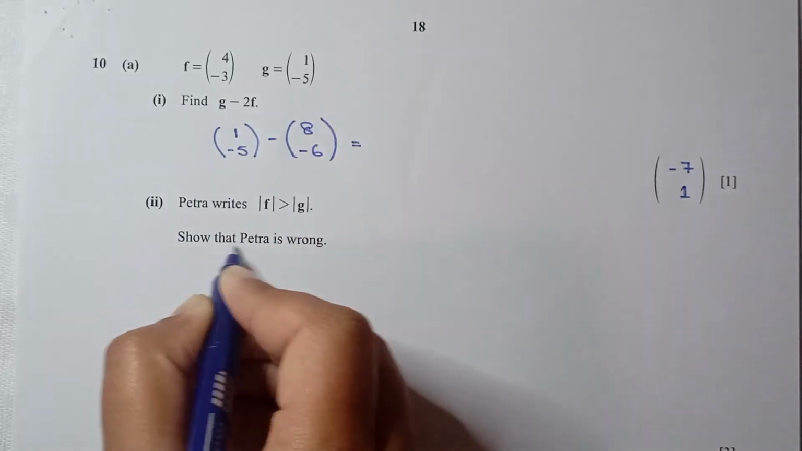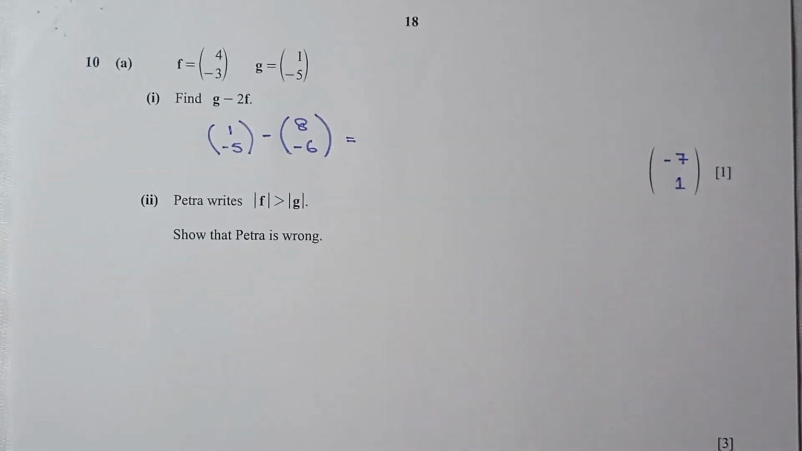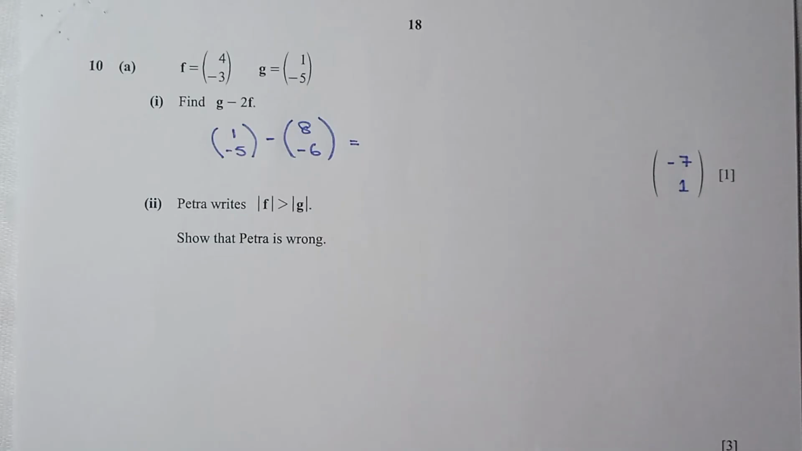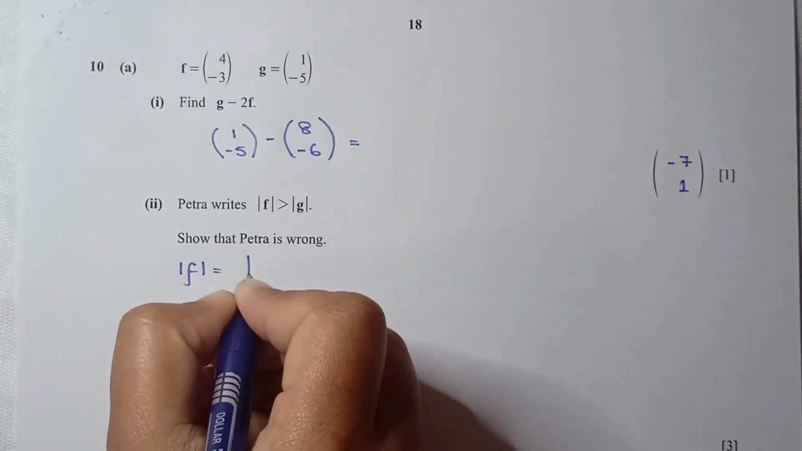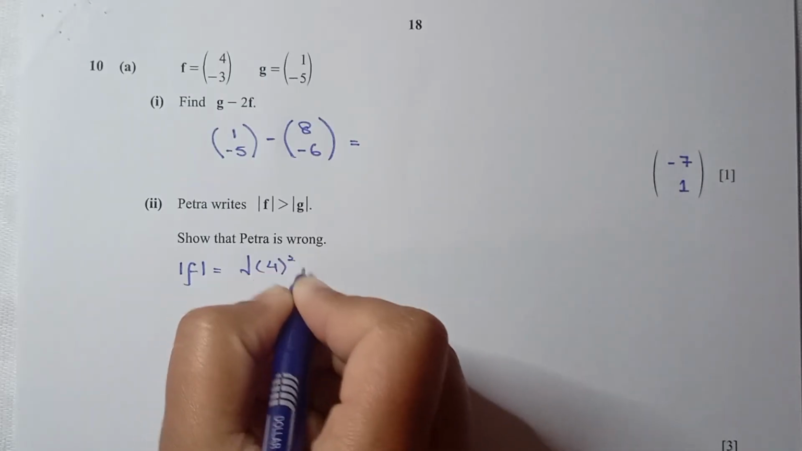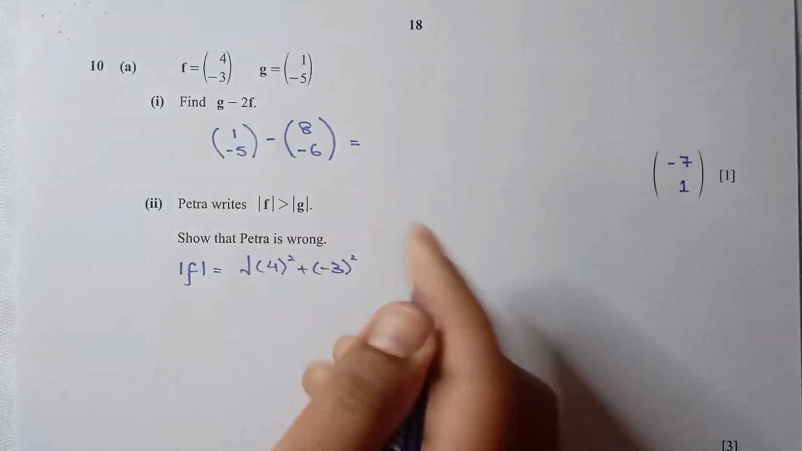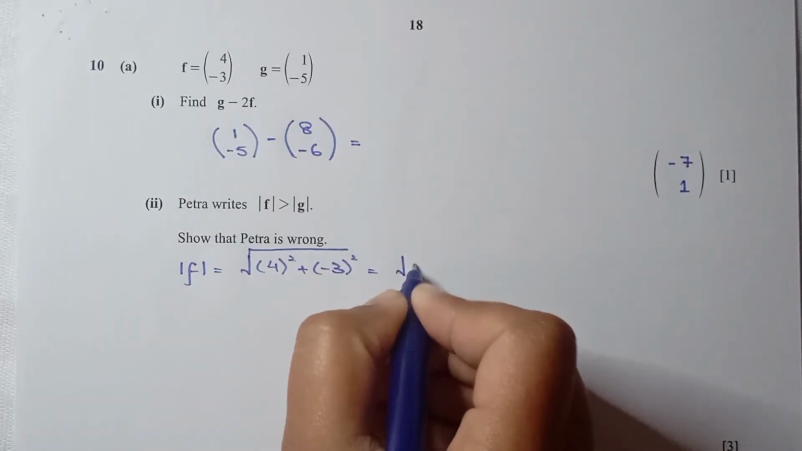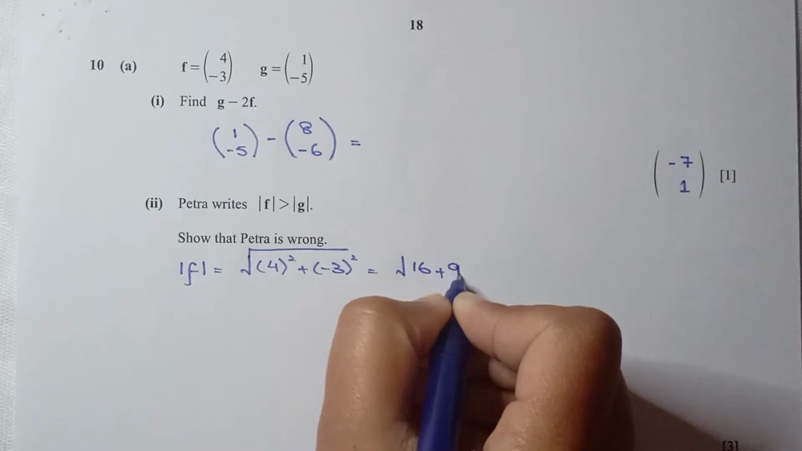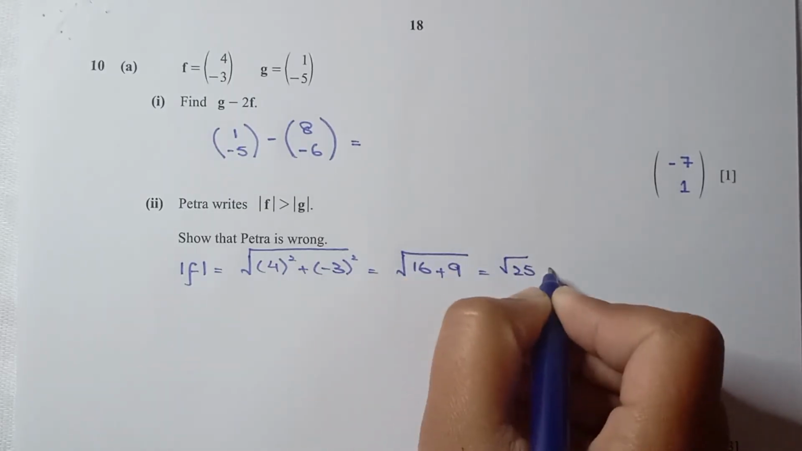And for the second part, Petra writes absolute of f is greater than absolute of g. Show that Petra is wrong. Okay, so absolute, it means we need to find the magnitude of the vector f and the magnitude of the vector g. So magnitude of f is equal to square root of 4 square plus negative 3 square, because the x and y. So this would be equal to square root of 16 plus 9, which is square root of 25, and this would be equal to 5.